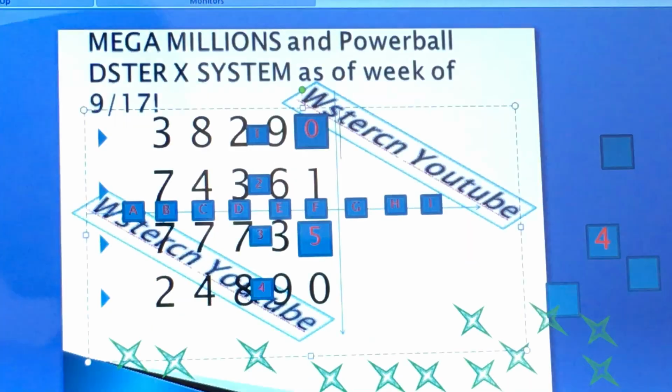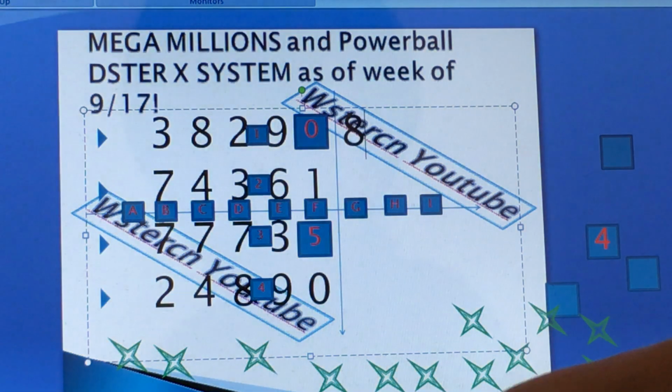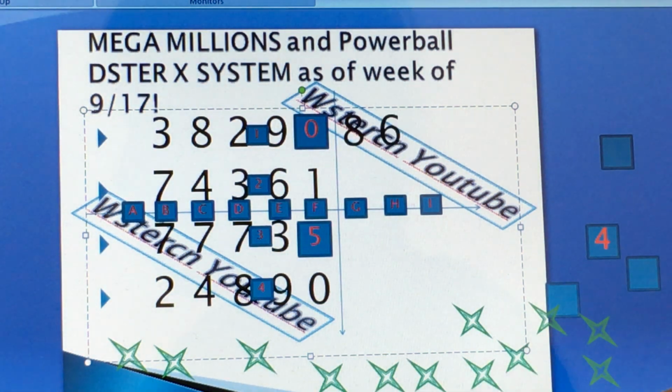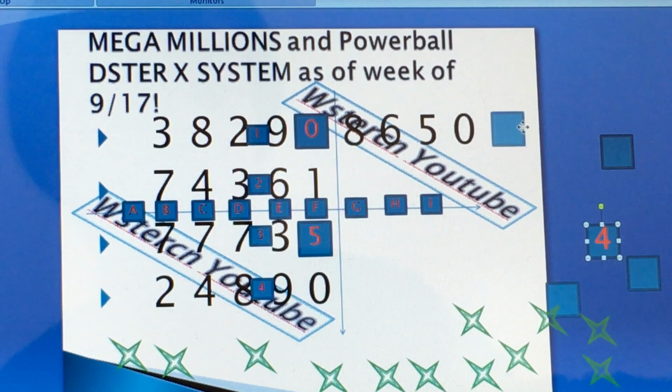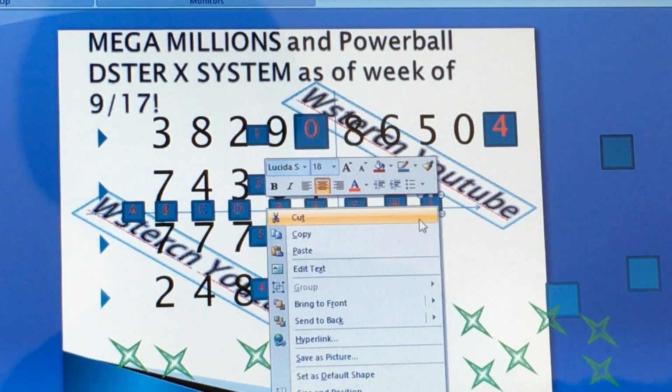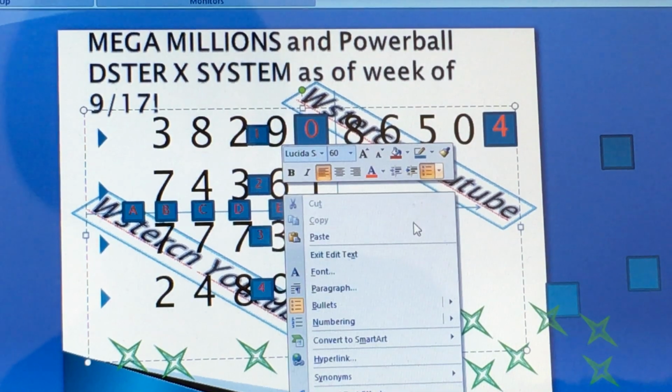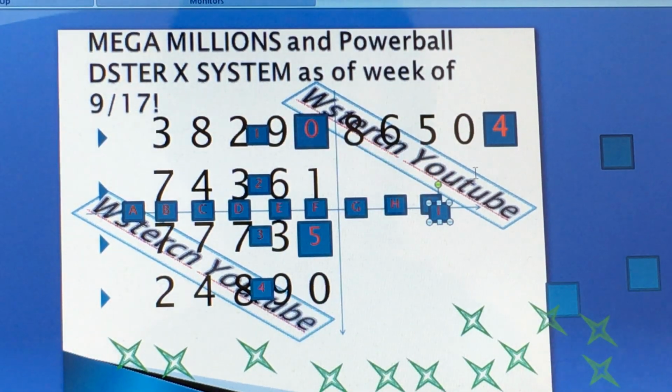Now, the other part of the Dsters are 8, 6, 5, 0, 4. That means because of that, I have to add 2 more coordinates. So we'll be adding 2 more coordinates, naming them 2 different coordinates.